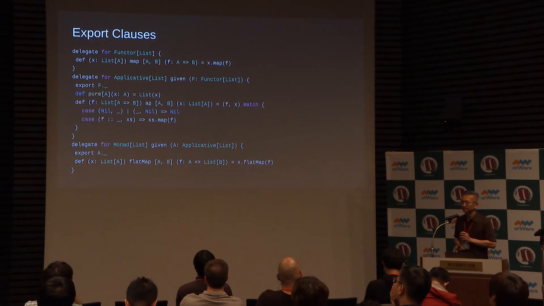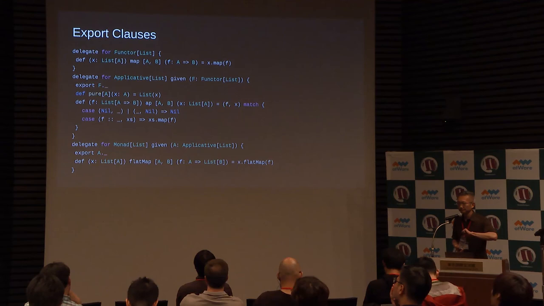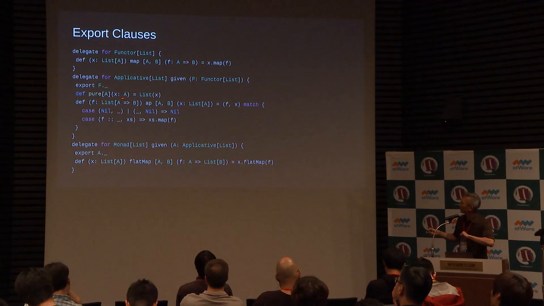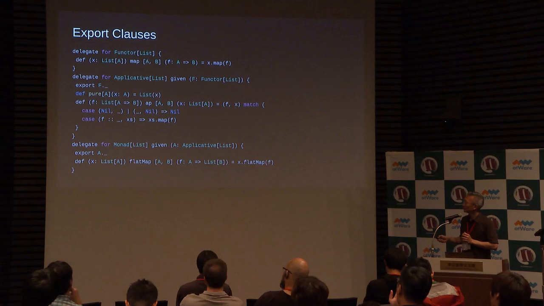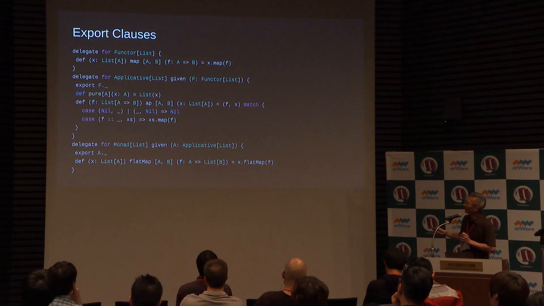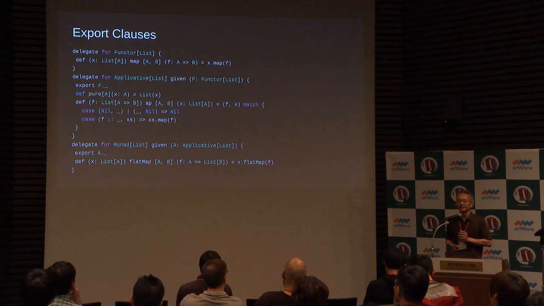So this is pretty much the same thing as the implicit tree in Scala 2. Yes, so this export f dot means like using f dot map because this given is already named. It's already named, so I don't need to use the name, but if it's anonymous, I need to do export the bracket functor list. I got it. Okay. Thank you.